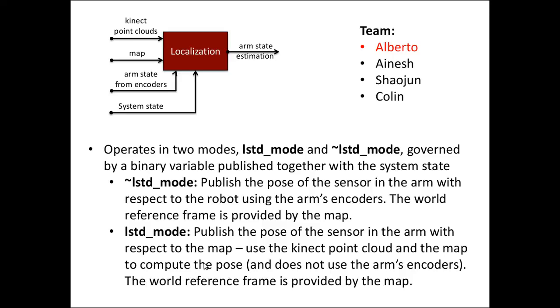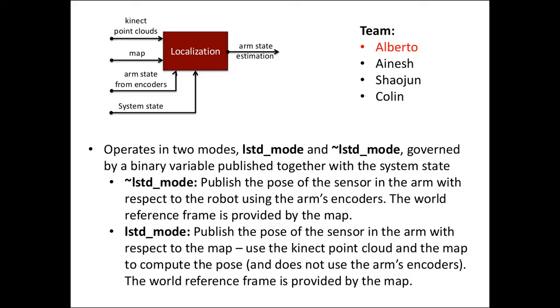The other mode of operation is the localization standard mode. In this mode, the localization model will publish the pose of the sensor in the arm with respect to the map. And for that, the model will use the Kinect point cloud and the current map to compute the pose of the sensor with respect to the map.